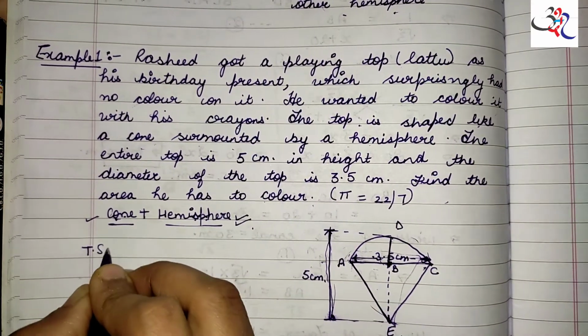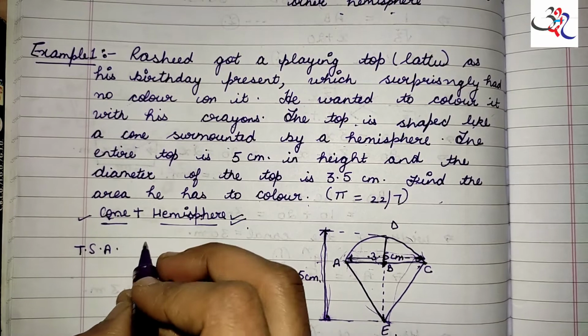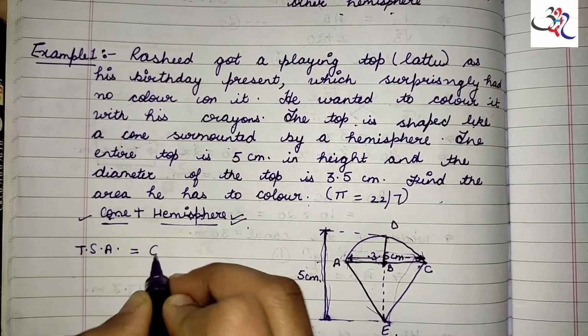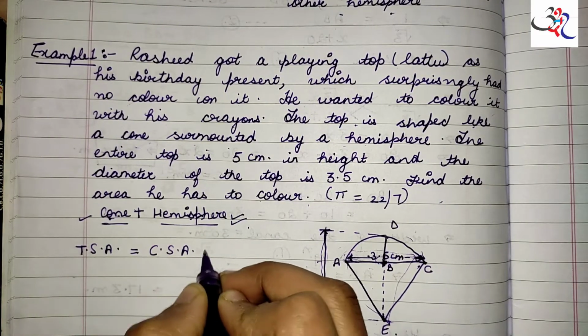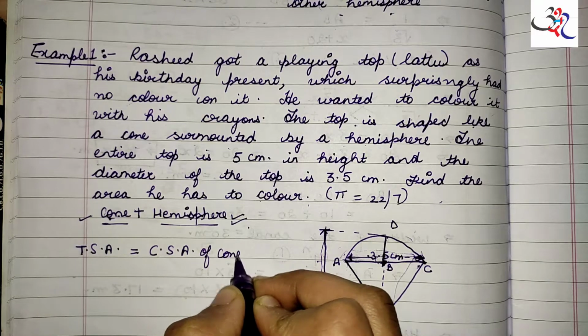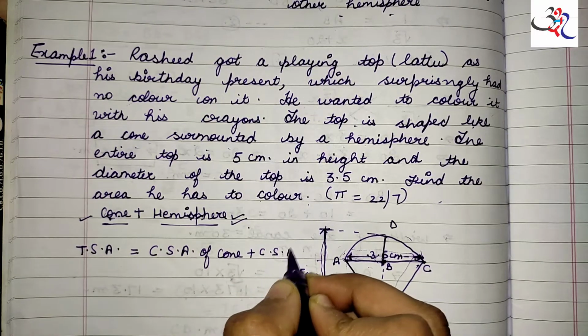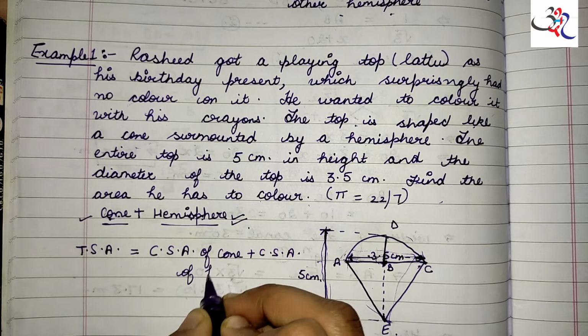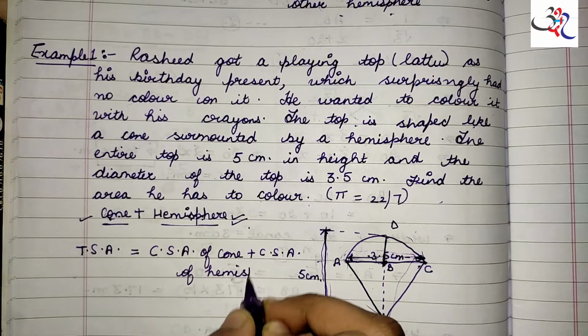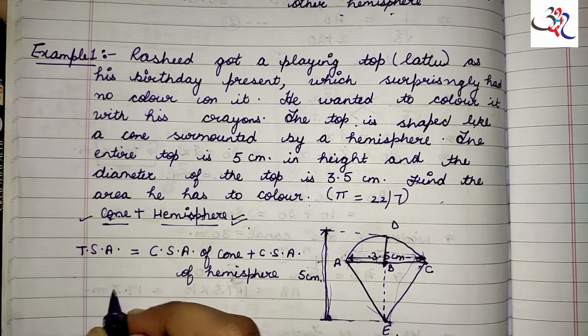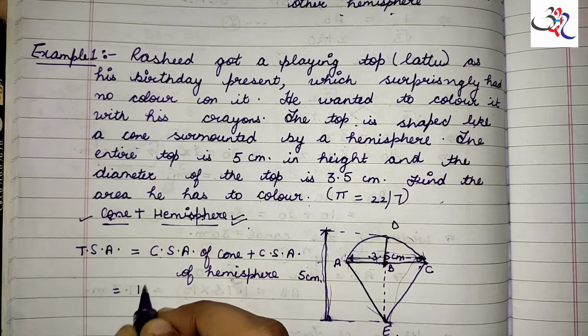That means I have to find the total surface area, which is equal to the curved surface area of the cone plus the curved surface area of the hemisphere. Okay, so what is the curved surface area of a cone? The curved surface area of the cone is what?